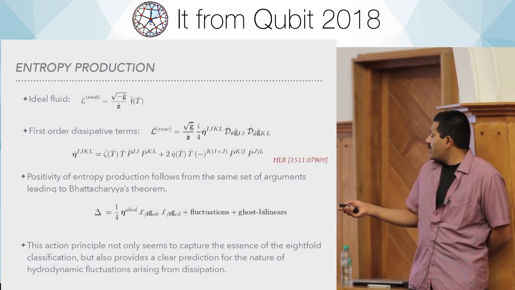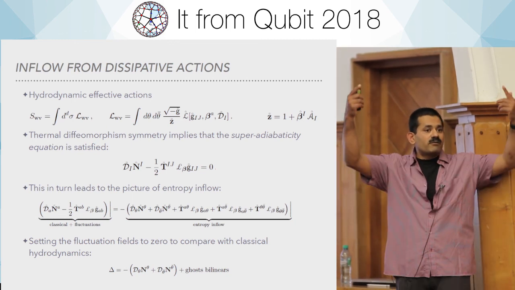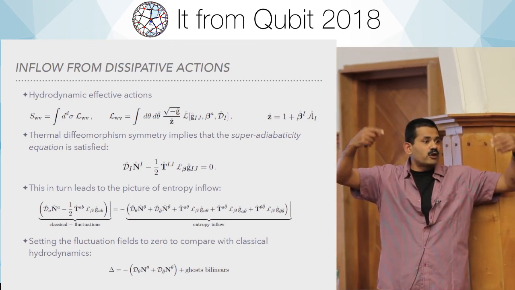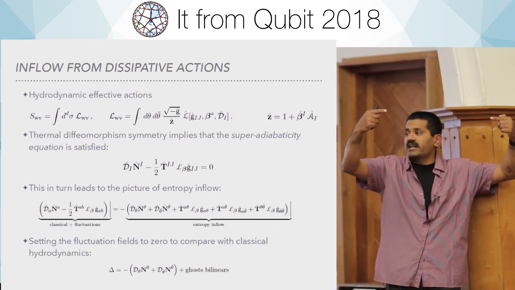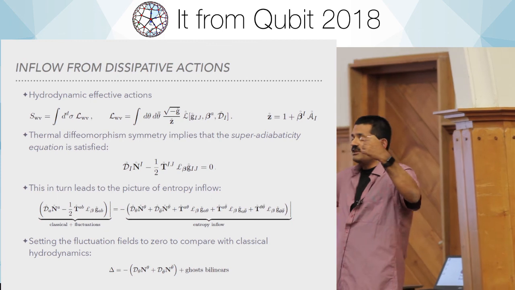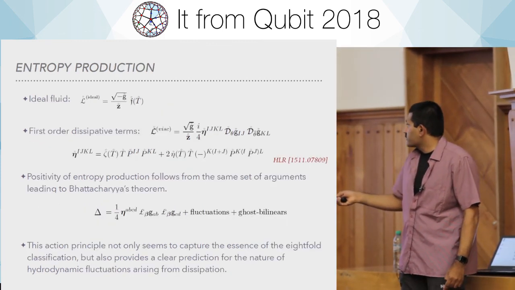This picture of entropy inflow is something similar, except that now the inflow is coming from superspace. It's not coming from physical space. You're not adding one physical extra dimension of a topological field. You're adding a topological field theory with two extra Grassmann directions.